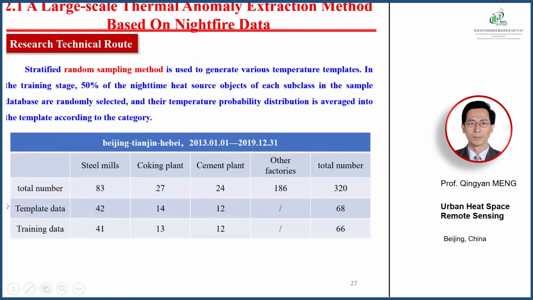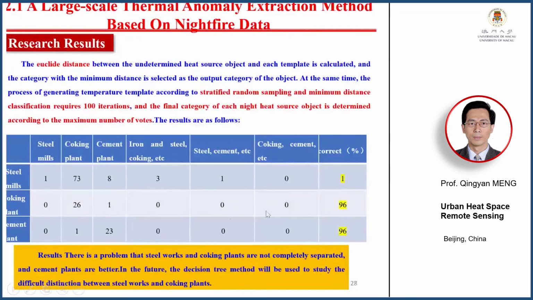In the training data, 50% of the unmanned heat source objects of each subclass in the sampling database are randomly selected, and their temperature probability distribution is averaged into the template according to the category. You can see the different kinds of plants and the total number.